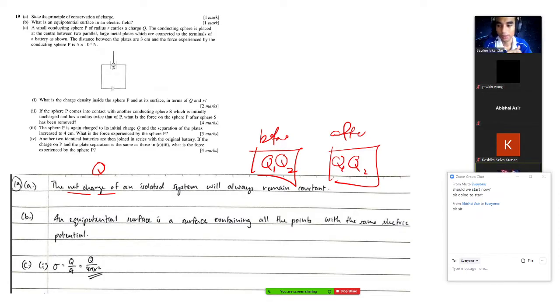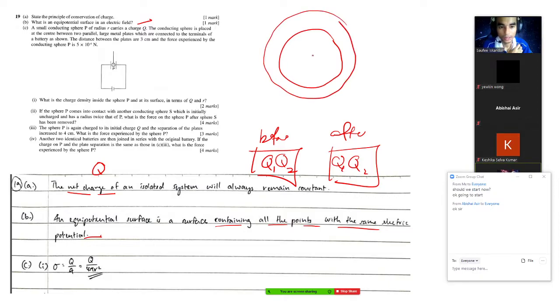Okay. B. What is an equipotential surface in an electric field? An equipotential surface is a potential surface. It's an imaginary surface containing all the points with the same electric potential. So let's say we have a charged sphere Q, a perfect sphere, and all the points over here have the same potential because they have the same value of potential.